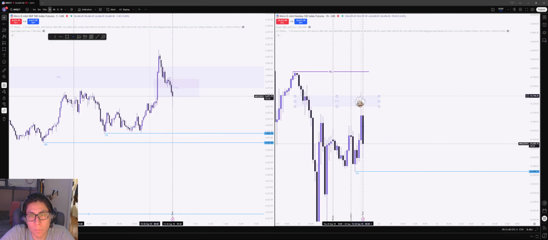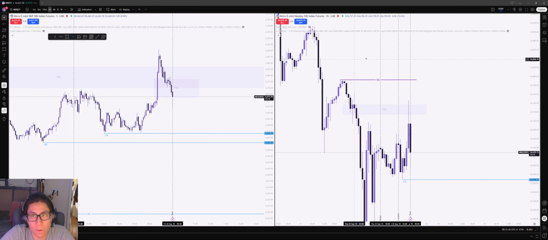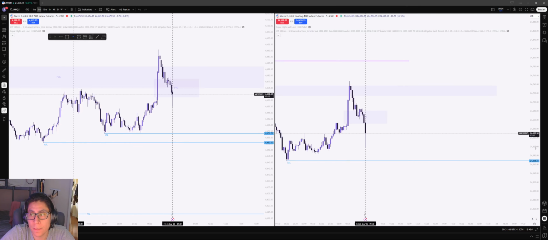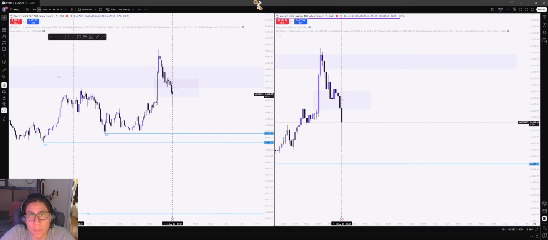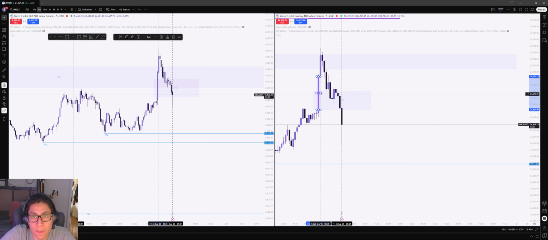If we do want to keep on pushing higher, we're probably going to be aiming for this, this high up here. But I want to see how we're reacting because right now we have this 5-minute gap here.